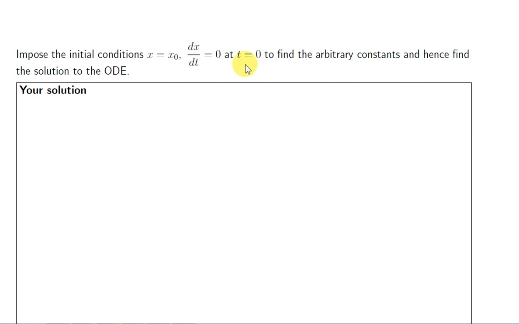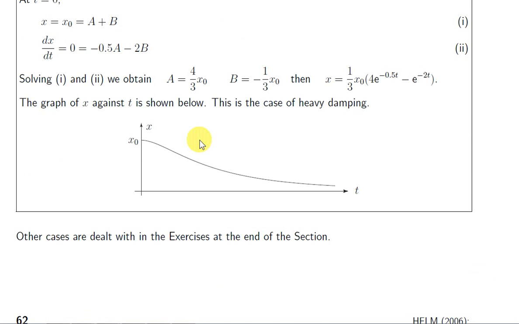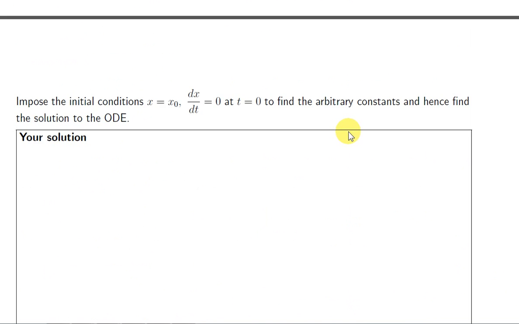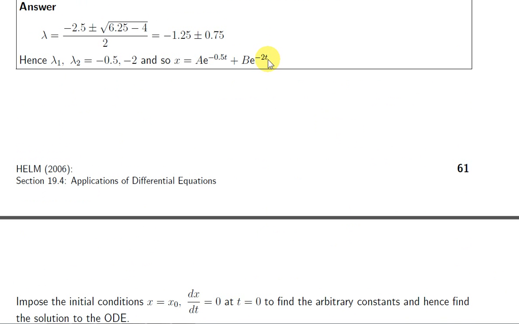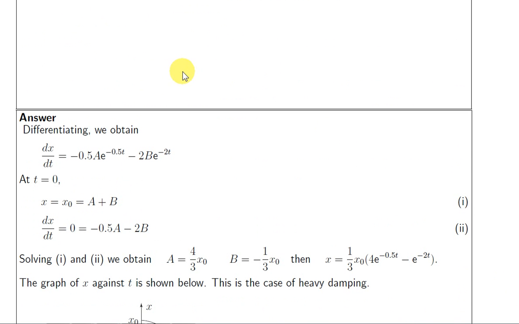Next we will apply these initial conditions. The initial displacement is x sub 0 and the initial velocity is 0. So we will have to get dx/dt. We'll have to differentiate this, and that's straightforward. Here's the derivative, and at t equals 0 the derivative is 0, so we plug 0 in, and we get 0.5 minus 0.5a minus 2b equals 0. And the position is x0. So if we just plug 0 in for t here, we get a plus b equals x sub 0, the initial position. So we can get a and b in terms of x0.